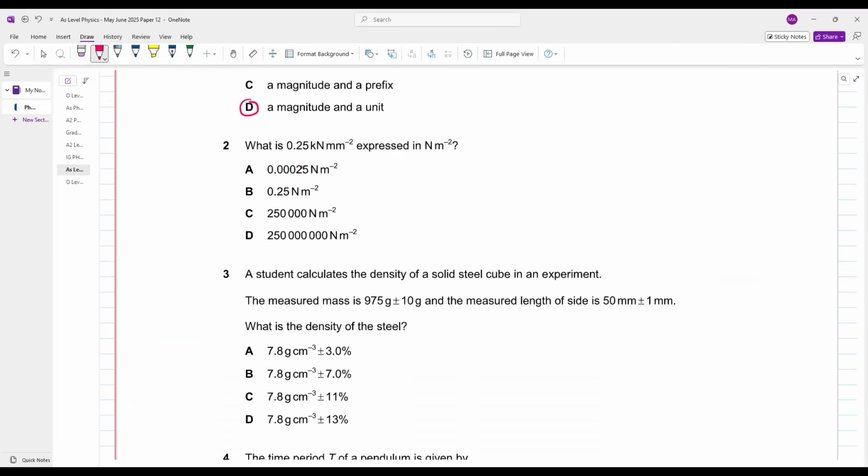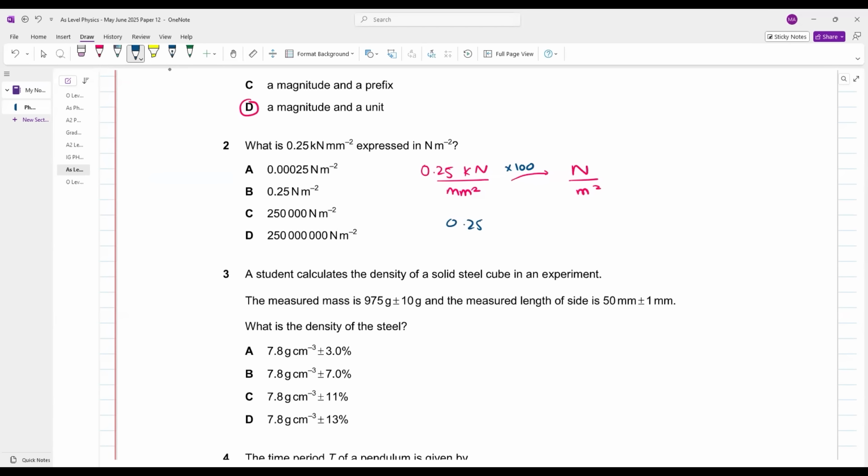What is 0.25 kilonewton millimeter minus 2 expressed in Newton meter minus 2? Okay, so let's write it. 0.25. We have to convert 0.25 kilonewton. Since it's millimeter minus 2, I am bringing it into the denominator. We have to convert this into Newton divided by meter square. Right off the bat, I can realize I will multiply this by 1000 to convert it into Newtons.